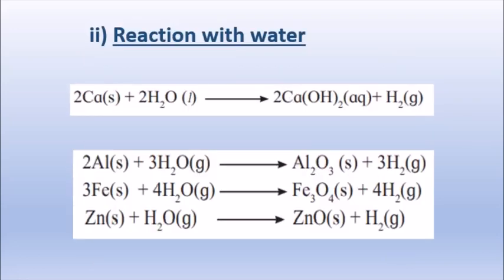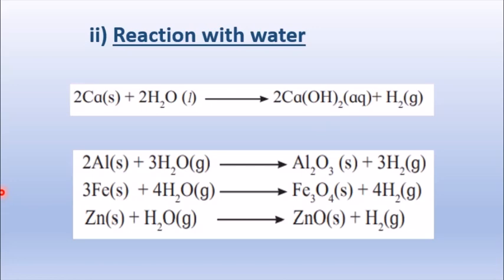Now when calcium is treated with water: as we saw, sodium and potassium react very fast with water and hydrogen gas is released. But when calcium comes in contact with water, it does not react as fast as sodium and potassium. It reacts very slowly and less vigorously, but hydrogen gas is released. So here we can see that when calcium comes in contact with water, we get calcium hydroxide and hydrogen gas.